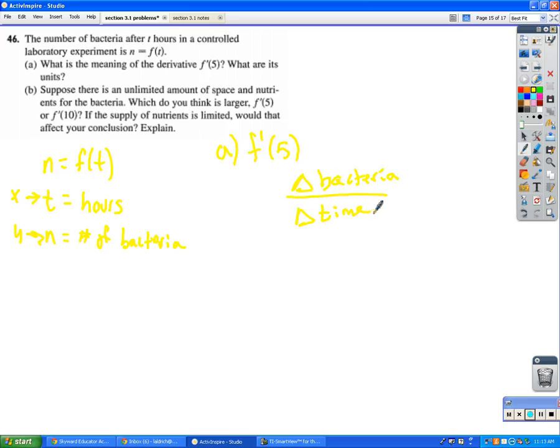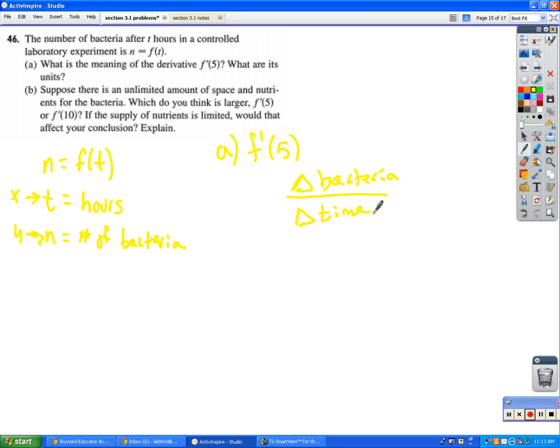I didn't feel like I knew enough about bacteria for part B, so I'll see if I can make something up. Suppose there is an unlimited amount of space and nutrients for the bacteria. Which do you think is larger, f prime of 5 or f prime of 10? I'd say f prime of 10, because there'd be more of them producing more of them. It would be an exponential growth function, and so you can picture the slope of that tangent line. Eventually there'll be a die off, though. Isn't it kind of like an S curve? Right, like this. After a while, they'll level off.